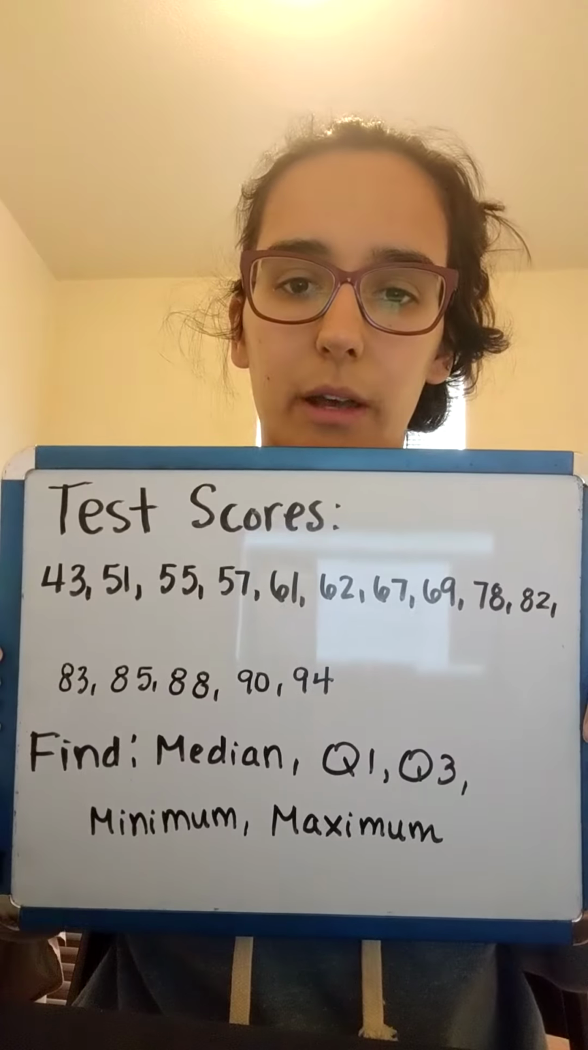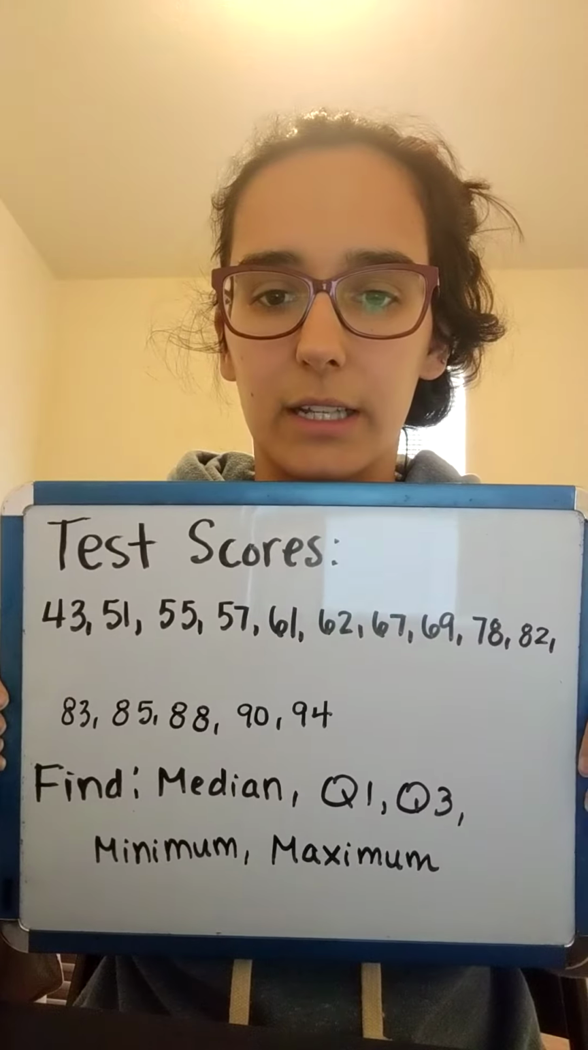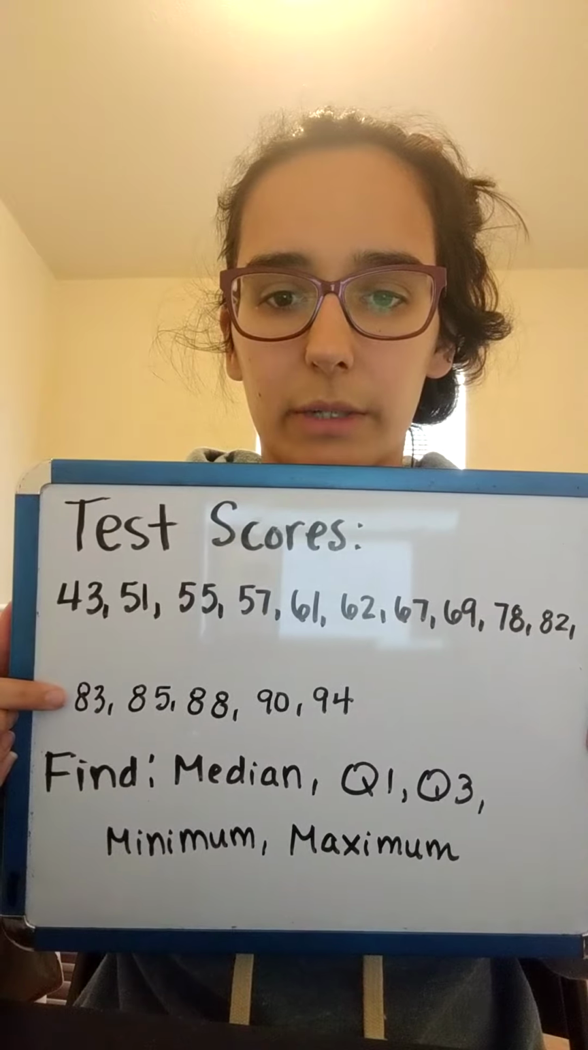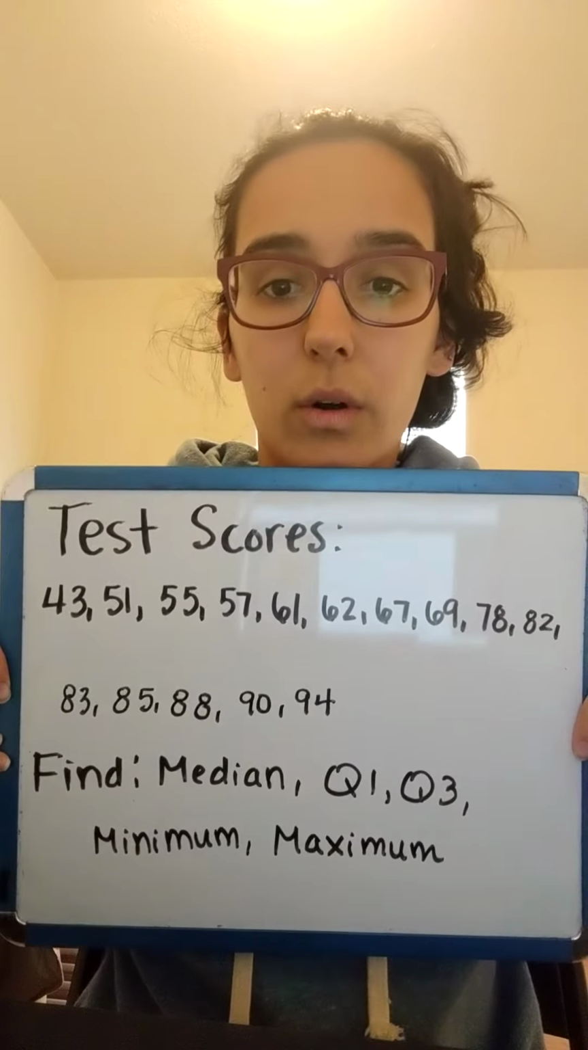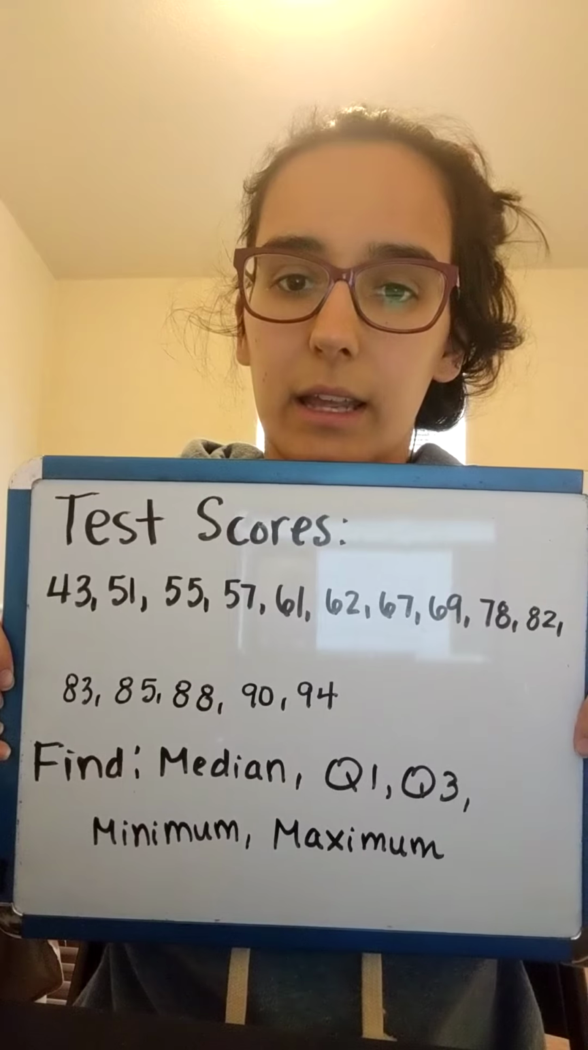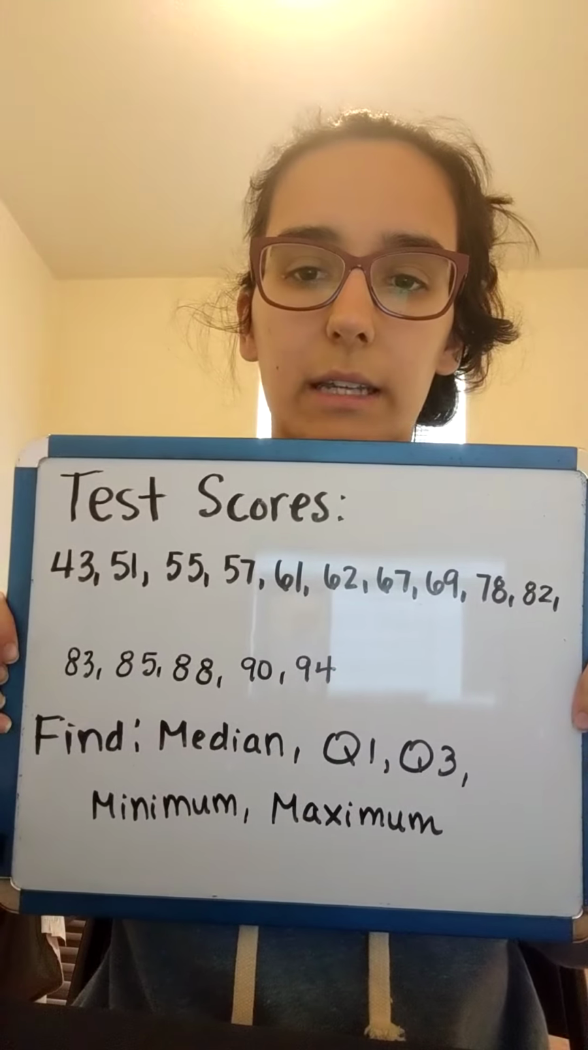Here's an example of test scores. We have 43, 51, 55, 57, and it keeps on going. Remember down here it also keeps going with 83, 85, 88, and so on. Our goal is to find the median, quartile 1, quartile 3, and the min and the max. That's what we're trying to find today. You can pause the video or rewind it a little bit to copy that down, and then we'll find these things together.